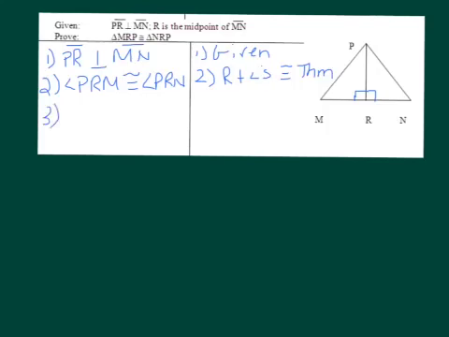Step 3, I'm going to go back to my given. I have that point R is the midpoint of segment MN. Okay, and again, a midpoint is going to cut the segment into two equal halves. So MR now is congruent to RN. So step 3, that was my given. And step 4, I'm going to go ahead and write that down.